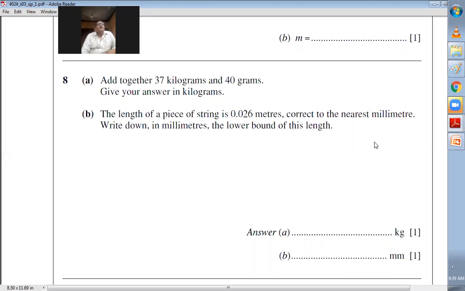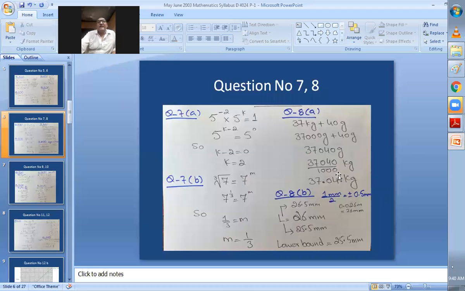So 1 millimeter divided by 2 will be 0.5 millimeter, right? Plus minus. The actual length is in meters, so multiply it by 1000 to convert it into millimeters. Then add the 0.5 and you will get the upper bound, and subtract 0.5 from this reading, you will get the lower bound. Let me show you what I'm talking about.